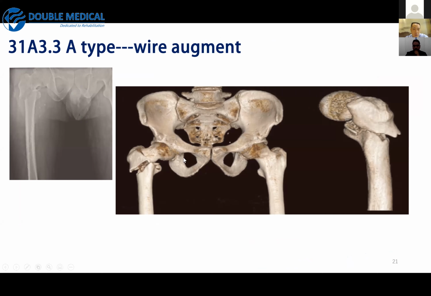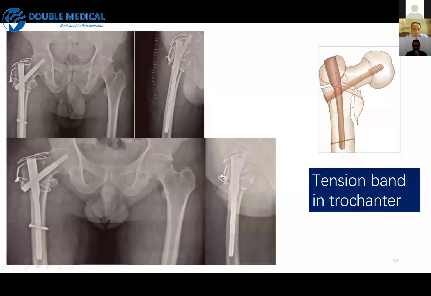Another example, it's a very simple A-type fracture, but the reduction is not good. We want to use the wire to have a good augment. It's a tension band. The proximal, you pass through the gluteus medius. The distal, you pass through the lateral trochanter.